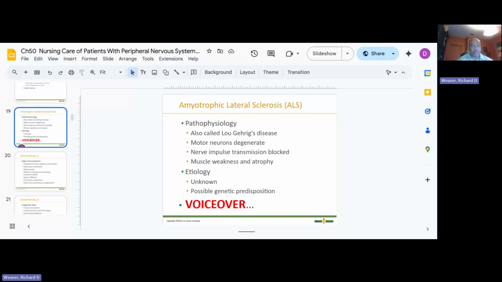So essentially, slide 19 is where I'm going to begin, and I should be able to get to the end fairly quickly. I think ALS, and also Guillain-Barré syndrome, are probably the longer ones, but even they are not too bad. All right.